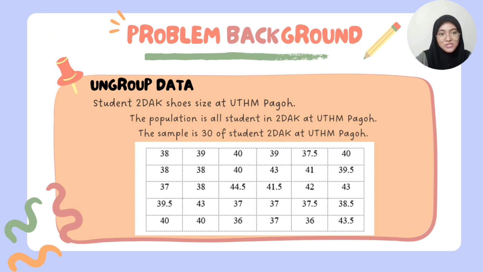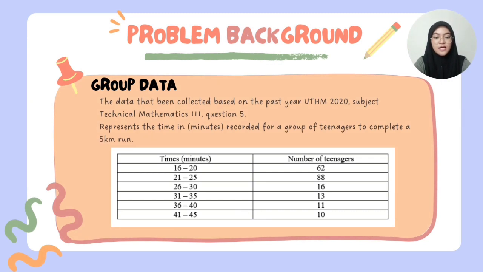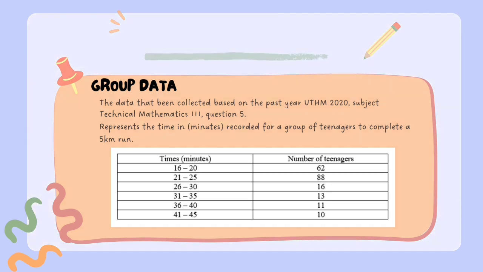students of the AK University UTHM Pagoh. For the grouped data, we collected the data from the past year UTHM 2020 paper, subject Technical Mathematics 3, question 5. The table represents the time in minutes recorded for a group of teenagers to complete a 5 km run.